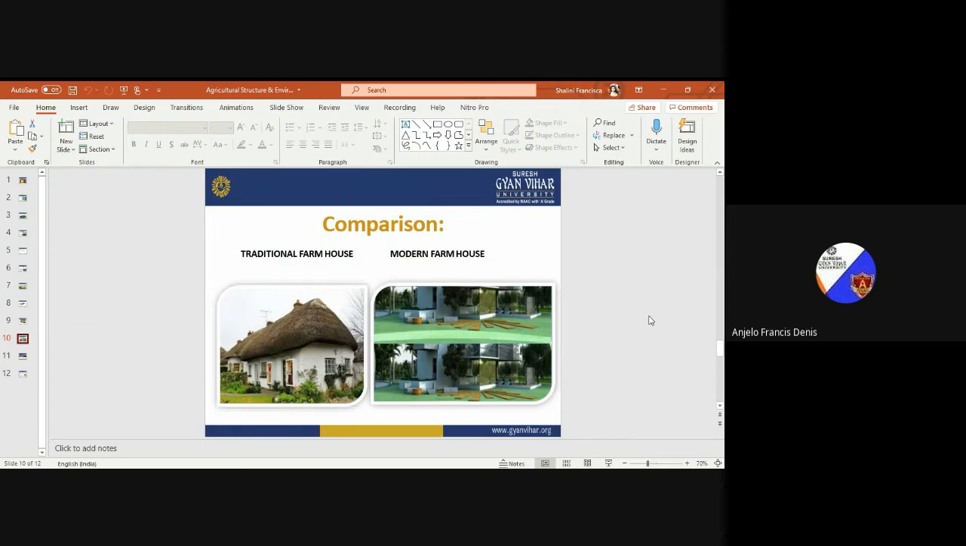So next is some comparison between traditional farmhouses and modern farmhouses. By these two images, we can understand what the traditional farmhouses are as well as modern, or what are the differences between the traditional farmhouse and a modern farmhouse.